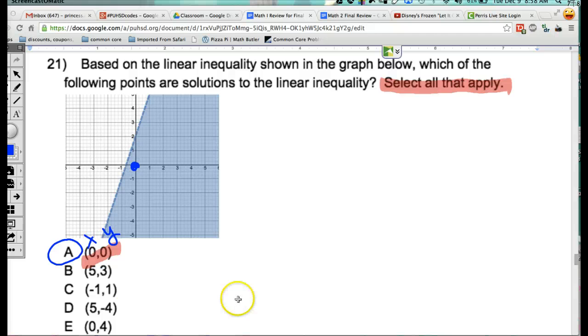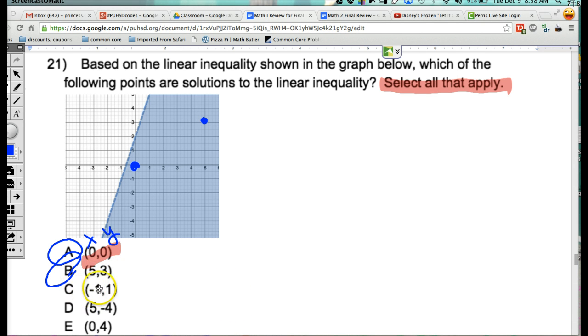You need to really pay attention. Let's take a look at B. B is 5, 3. So your x value is 5 and your y value is 3. I had to go to the right by 5 and then from there go up by 3. Is that part of the blue area or the white area? Blue. Yay, it's in the blue area, so that is also the correct answer. Can you see how there's more than one correct answer? So now let's keep going.